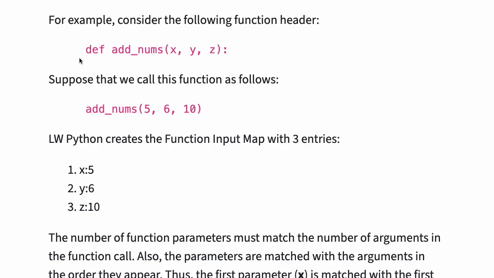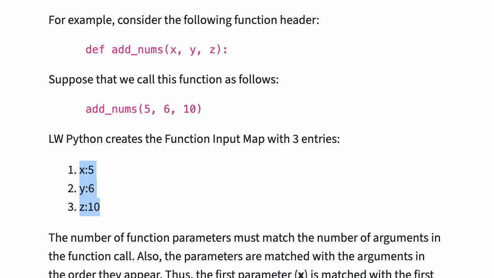For example, consider the following function header. The parameters are x, y, and z. Suppose that we call this function as follows. The arguments are 5, 6, and 10. LWPython creates the function input map with 3 entries: x:5, y:6, and z:10.